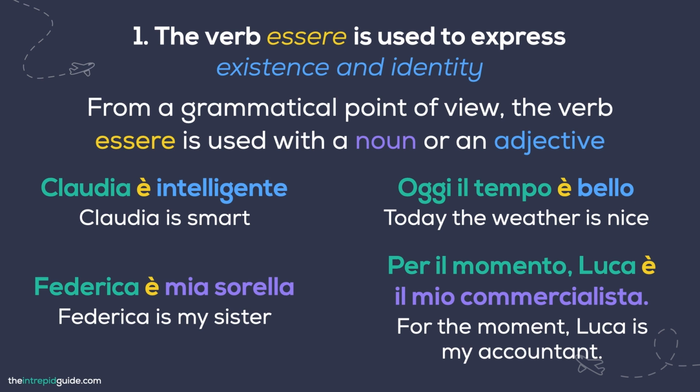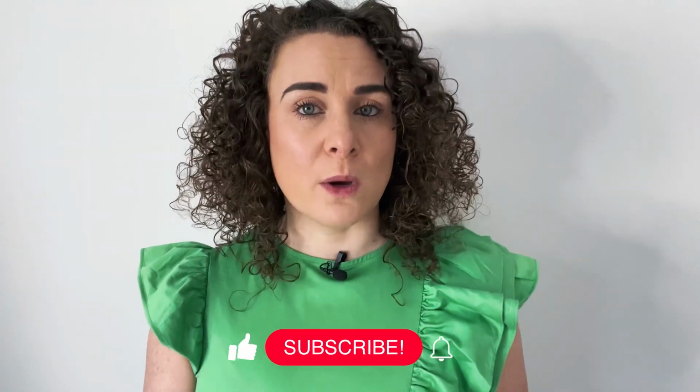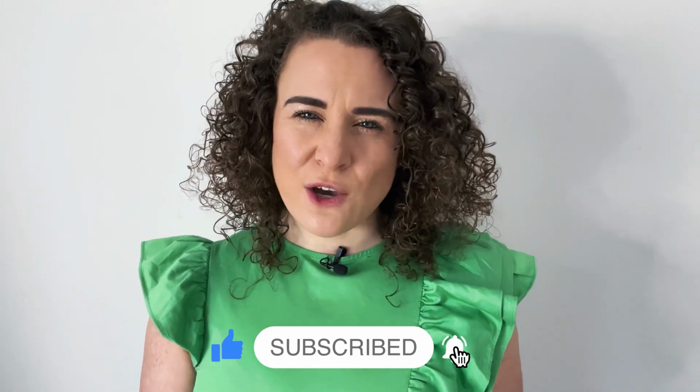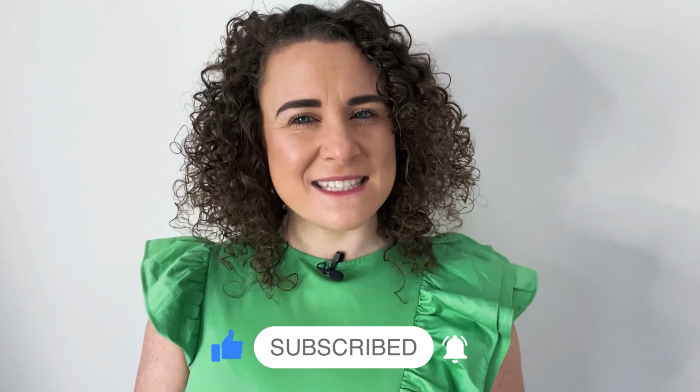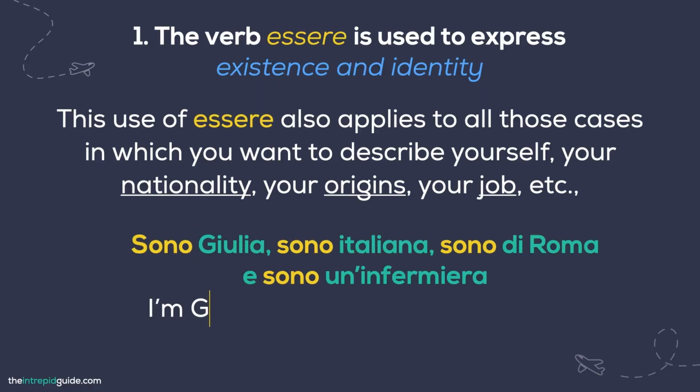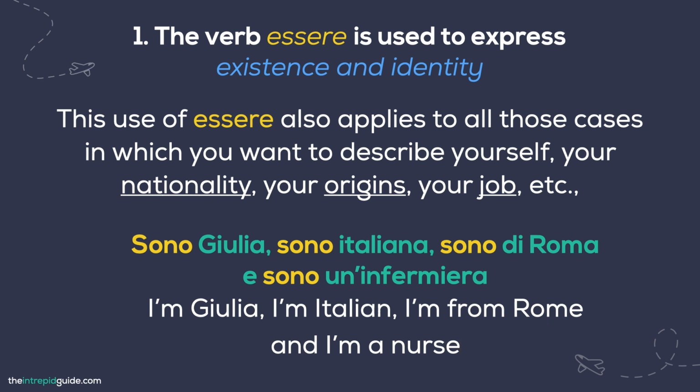In the third and fourth examples, a noun follows essere. Now this can also indicate a permanent condition, Federica being my sister, or a temporary one, Luca being my accountant for now. This use of essere also applies to all other cases in which you want to describe yourself, your nationality, your origins, your job, and so on. For example, Sono Giulia, sono italiana, sono di Roma e sono un'infermiera. I'm Julia, I'm Italian, I'm from Rome, and I'm a nurse.